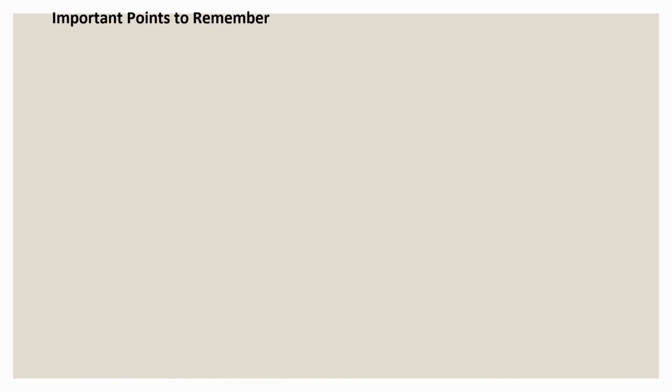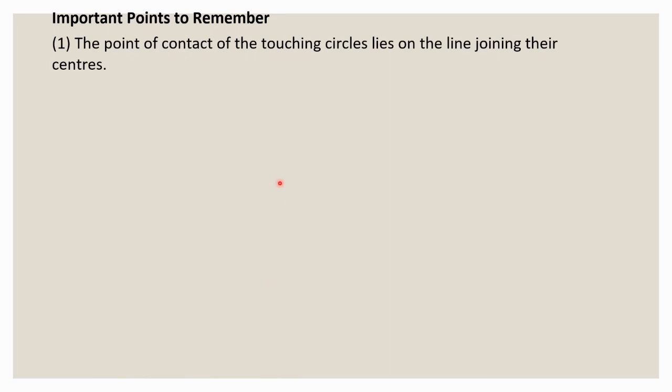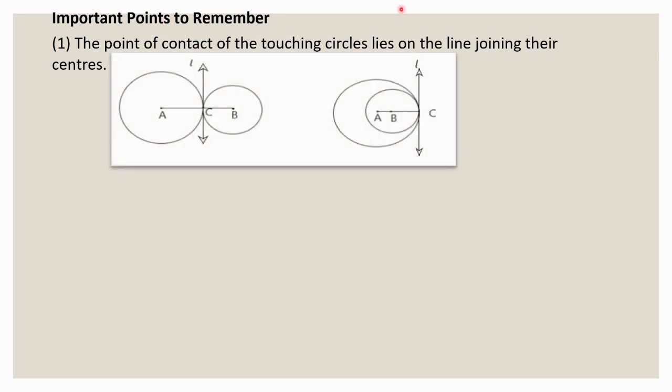Next, a few important points to remember. First, the point of contact of the touching circles lies on the line joining their centers. This is the same as the touching circle theorem that says the point of contact of the circles, if they touch externally or internally, lies on the line joining their centers.